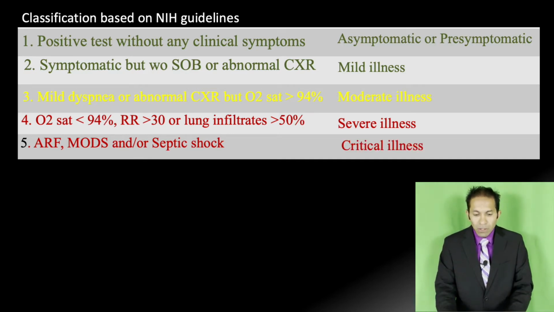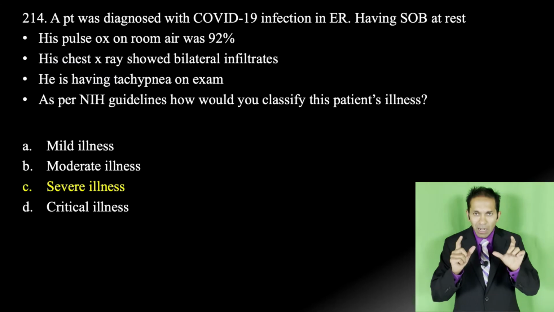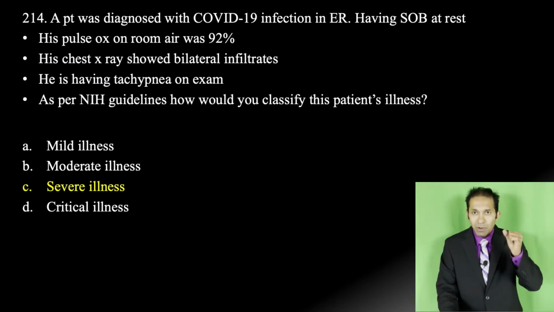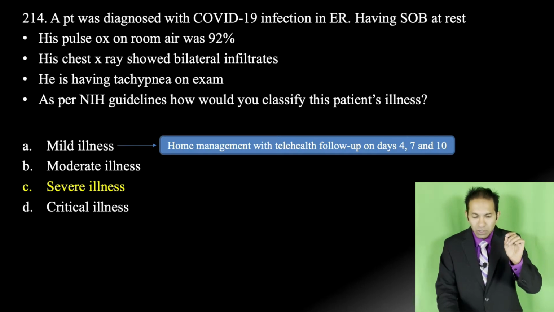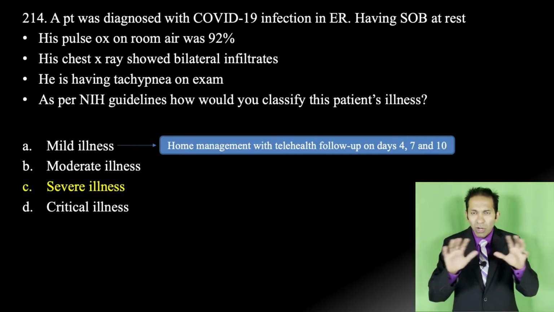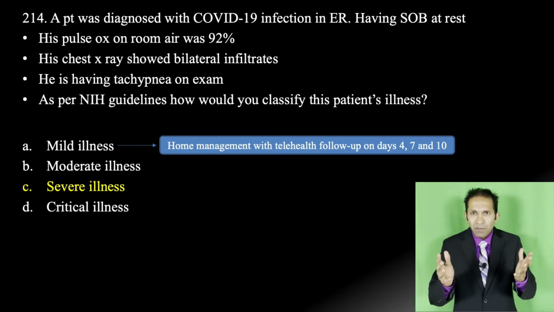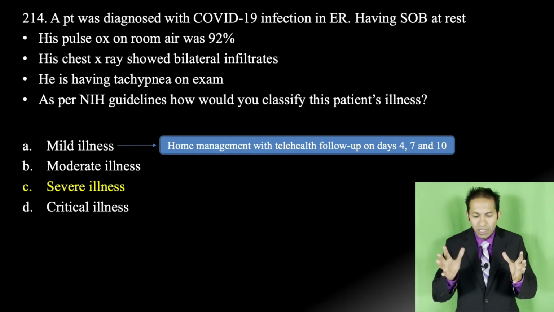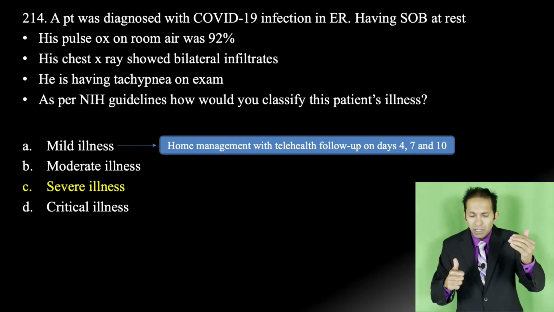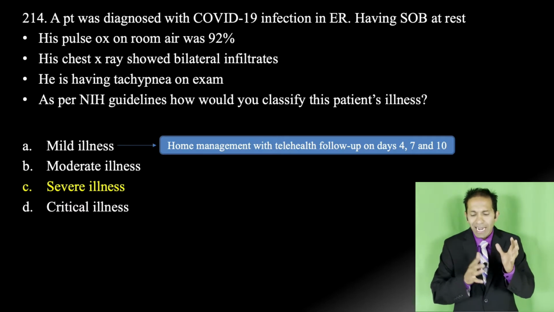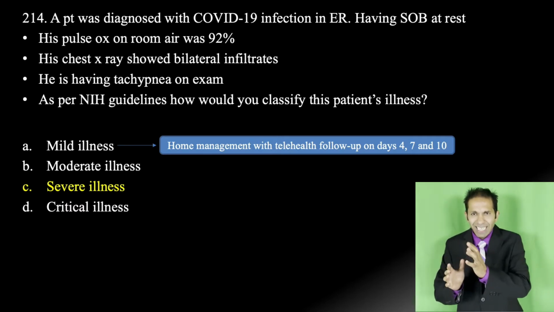So let's go to the next slide and talk about our patient. Our patient was hypoxic, with bilateral infiltrate and dyspnea at rest. So this patient had severe illness. Option A was mild illness. Mild illness patients are not hypoxic, have cough, cold and fever, and do not have infiltrate on chest X-ray. You can do home management, and they can have televisits at day 4, 7 and 10.